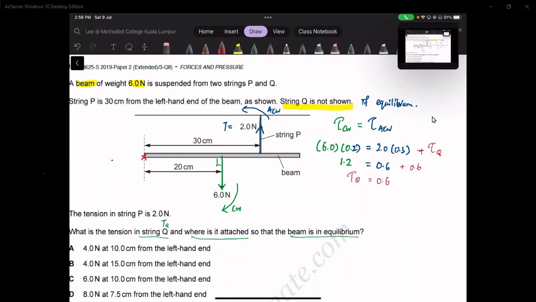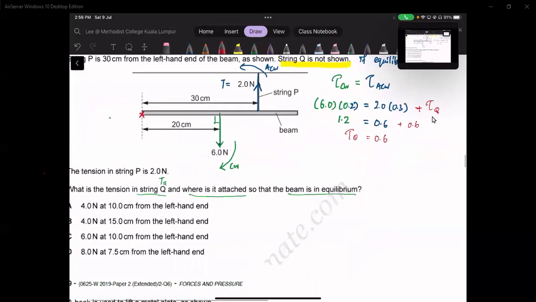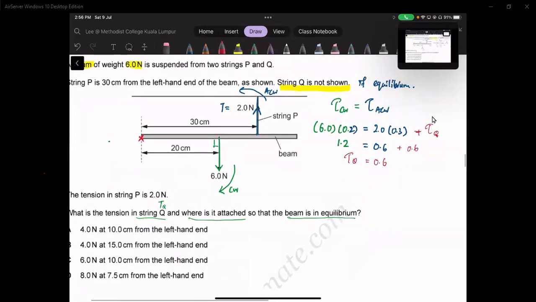So now I have a few options because it's an objective question. I want to find which one is not 0.6. So to find torque of Q, I will take 4.0. And then they measure all of this from the left-hand side. Oh, very nice. They also use the same point as a pivot. Let's say this is point X. They also use this point X as a pivot. So I can just multiply 0.10. So this is definitely out, 0.4. A is out.